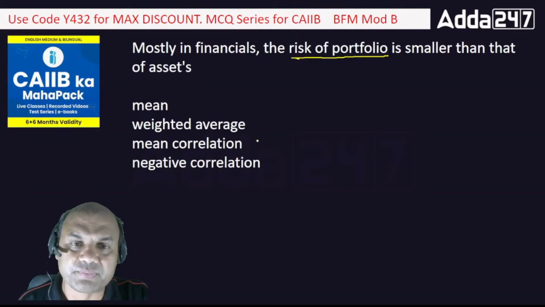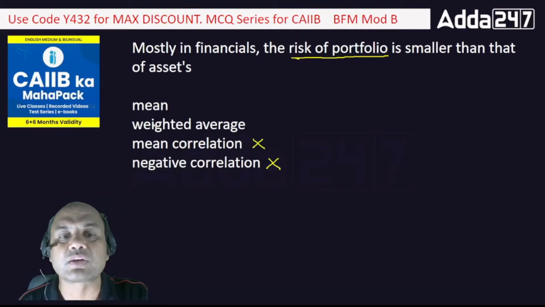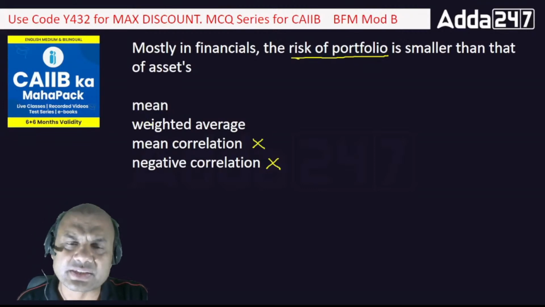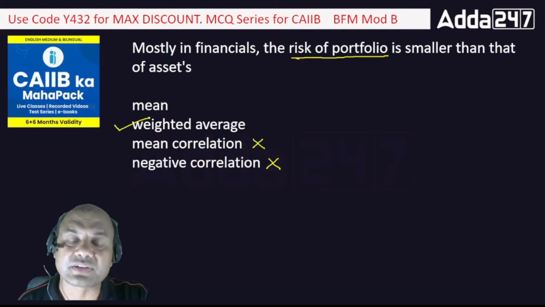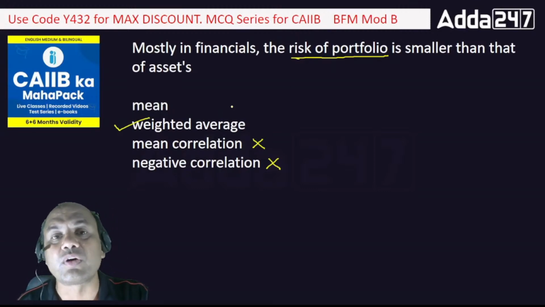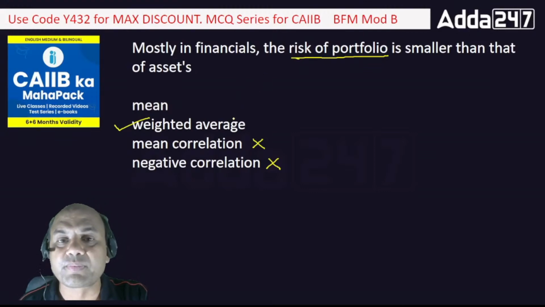Okay, I'll give you a hint. Remove this correlation, remove this negative correlation, either mean or weighted average. We saw it in the second question, just now in this series only, this lecture only. I gave you a hint over there, that is weighted average. Okay, always remember, weighted average is always calculated for calculating the portfolio or designing the portfolio.